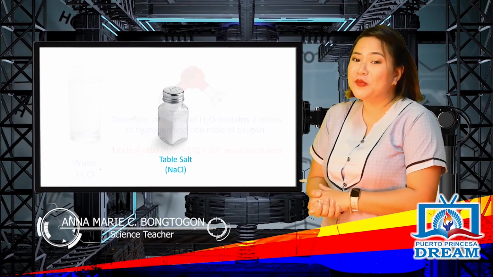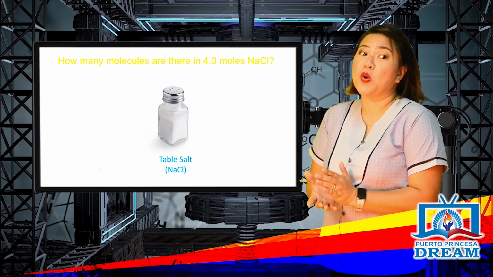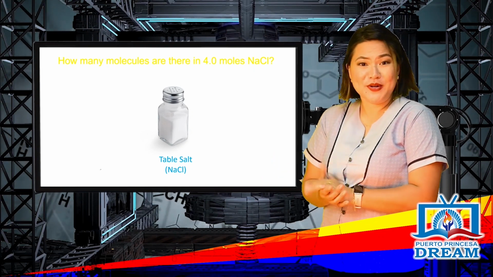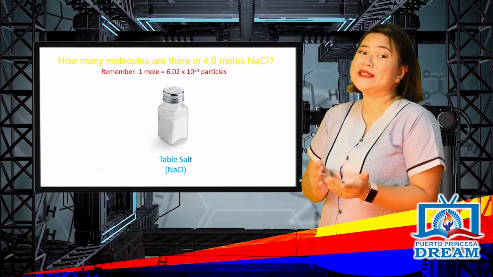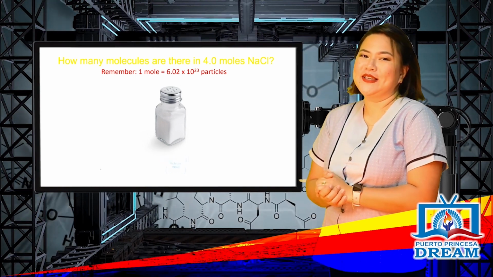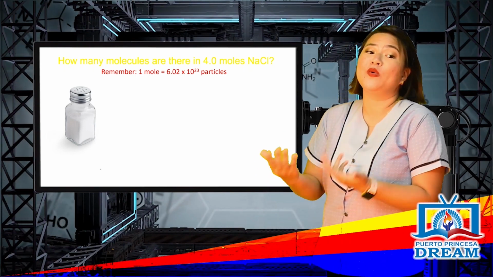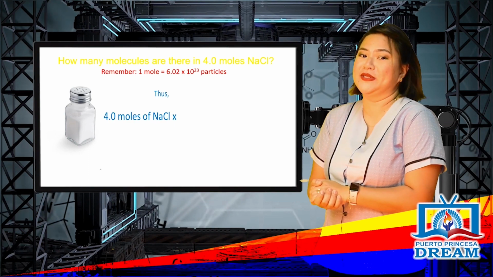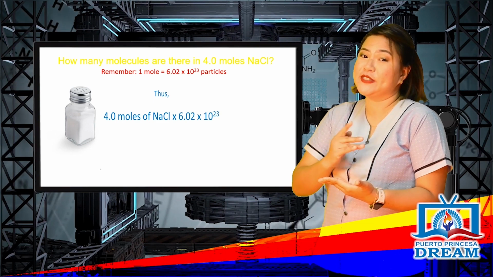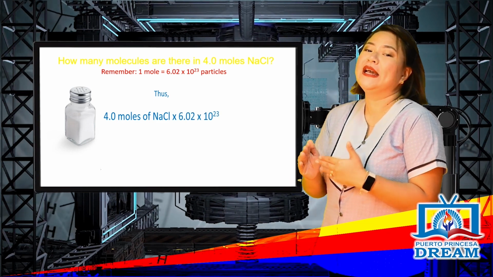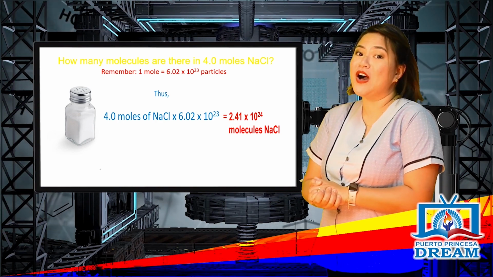Let us look at sodium chloride as another example. How many molecules are there in 4.0 moles of NaCl? To answer this, consider that 1 mole is equal to 6.02 times 10 to the 23 particles. Using dimensional analysis, you will be able to convert the number of moles to its equivalent amount in the number of particles. Thus, 4.0 moles of NaCl times 6.02 times 10 to the 23 equals 2.41 times 10 to the 24 molecules of NaCl.